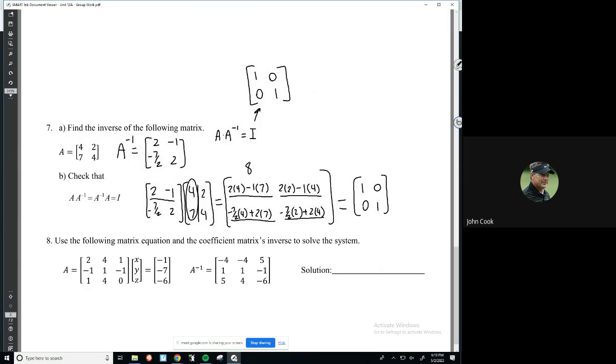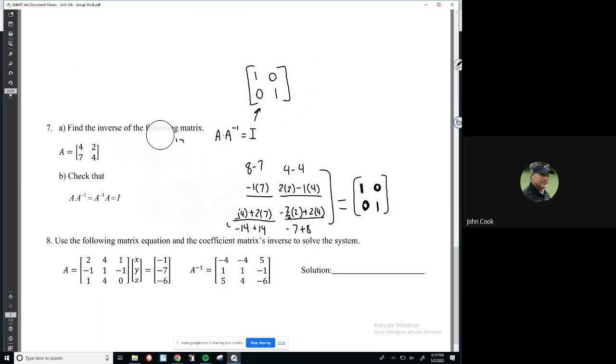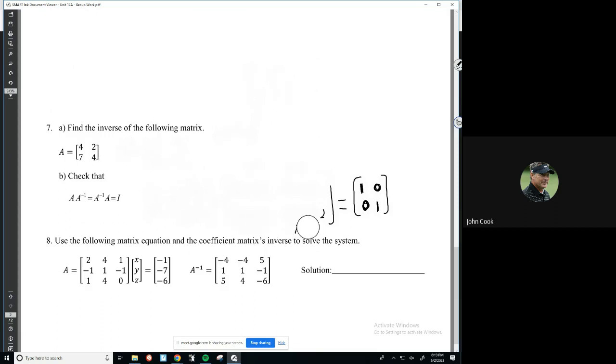That's 8 minus 7, so that's 1. That's 4 minus 4, which is 0. And then that's -28 over 2, which is -14, and then plus 14, which is 0. And then, let's see, -14 over 2 is -7 plus 8, which is 1. Yep, so both of them are equal to the identity matrix. So there you go. All right, one more problem, and we are all done with this group work assignment.